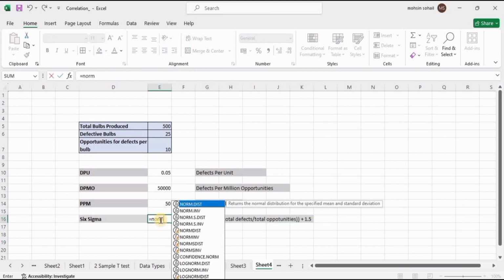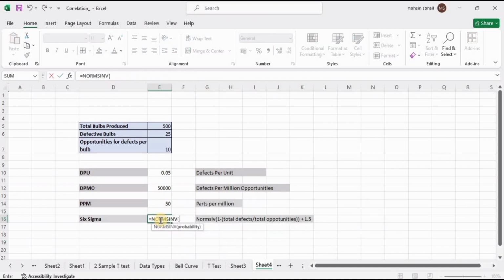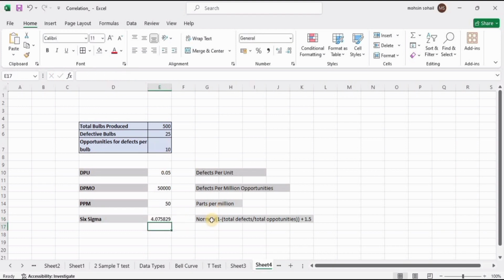Equal NORM.S.INV of (1 minus, we know that total defects are 25, divided by total opportunities. If we multiply 500 by 10, then it's going to give us 5000. Close the bracket, plus 1.5, press enter, and here we have the sigma level. So that's how we can find DPU, DPMO, PPM and sigma level.